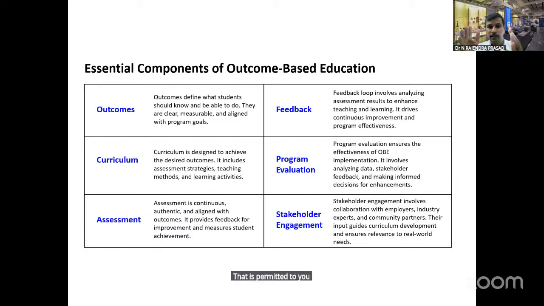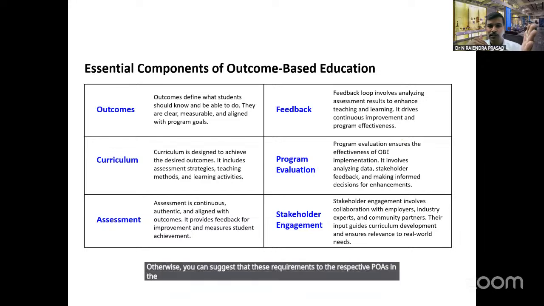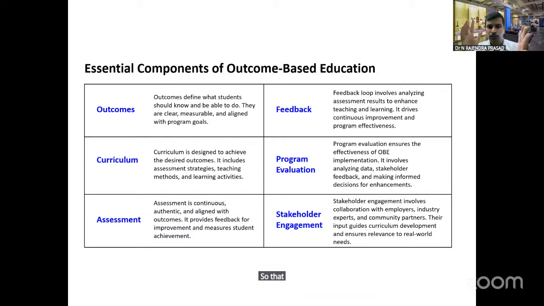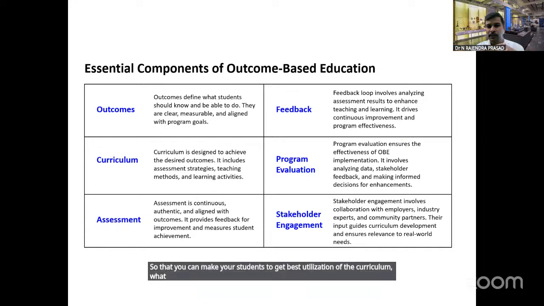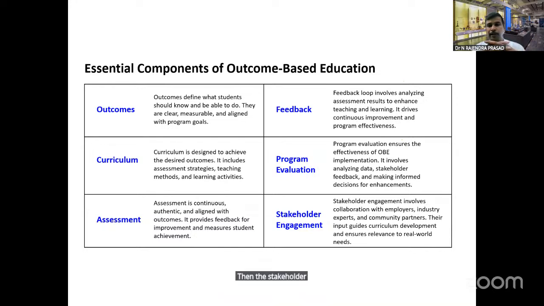If you are an autonomous college, you can do this. Otherwise, you can suggest these requirements to the respective BOS in the affiliated institutions so that you can make your students get the best utilization of the curriculum offered by the affiliated institution and what has been taught by you people.